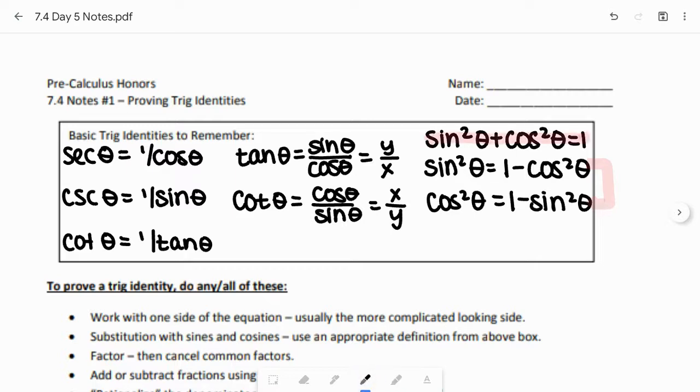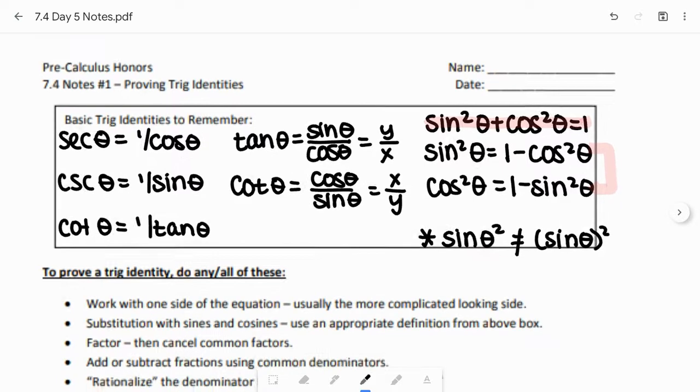And then last, let's just make a little note that if we have sine of theta squared, that does not equal sine theta, the whole quantity squared. Those are not the same, so make sure that you do not use those as being the same.